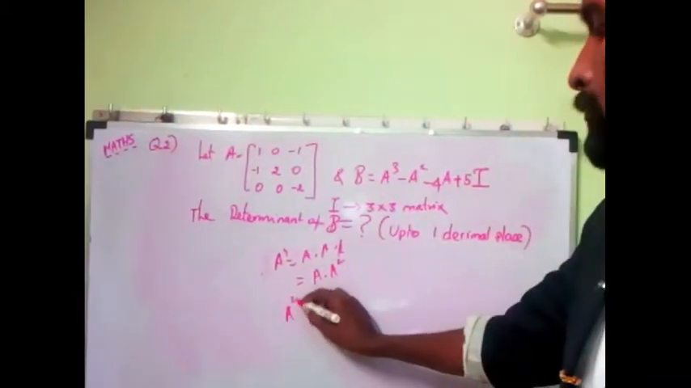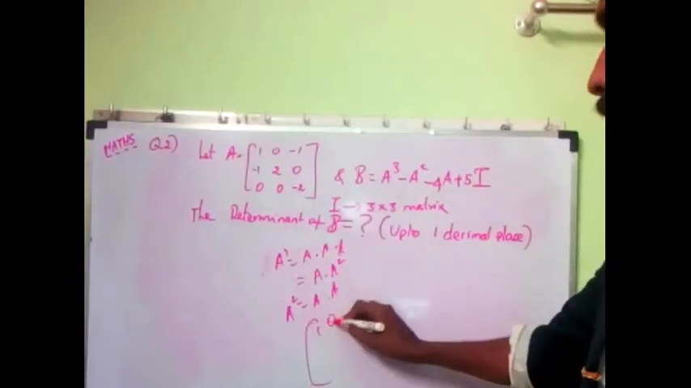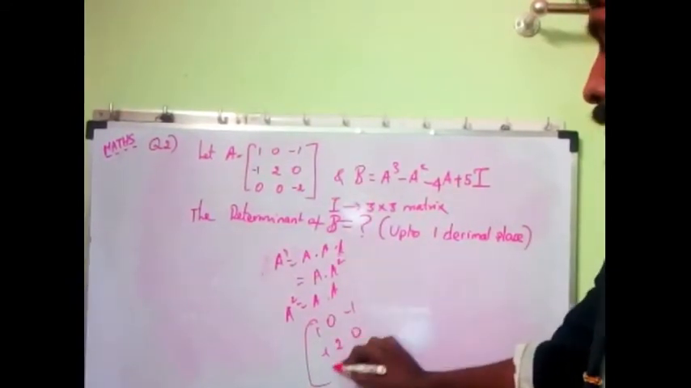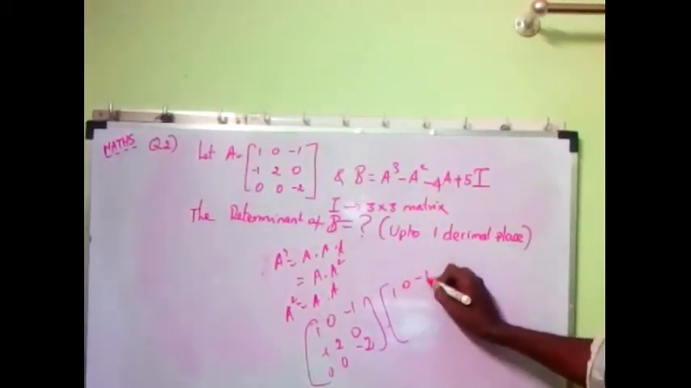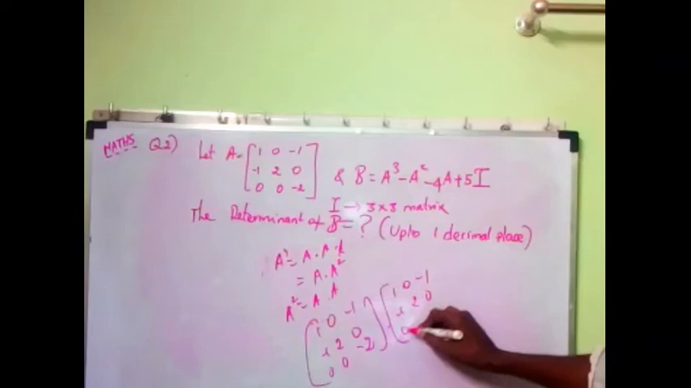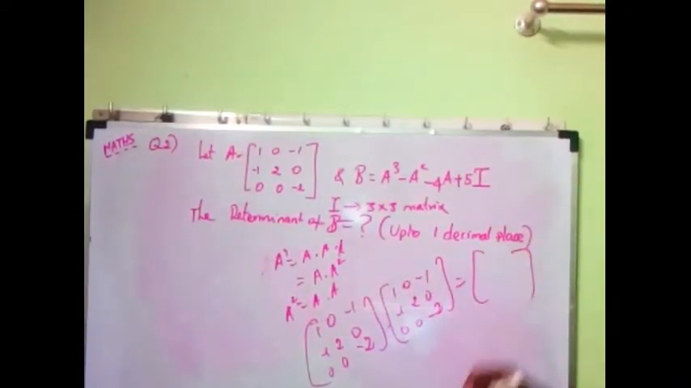So A square is equal to A into A. So what's A? A is the matrix 1, 0, minus 1; minus 1, 2, 0; 0, 0, minus 2. And into 1, 0, minus 1; minus 1, 2, 0; 0, 0, minus 2. If we multiply these two matrices, we will get a new matrix, okay?